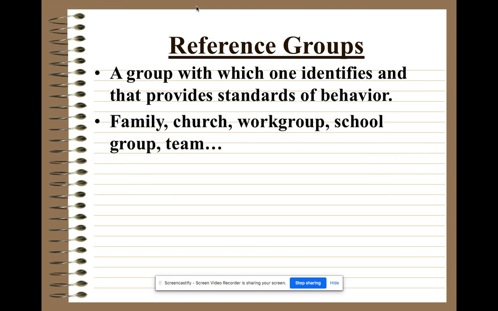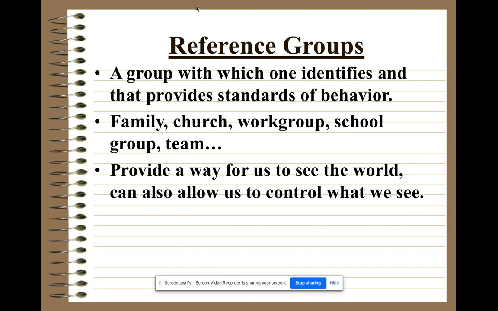Here are some examples of work groups and reference groups that some of you might belong to. You probably literally belong to dozens of reference groups. Obviously, they provide a way for us to see the world. Think about it.